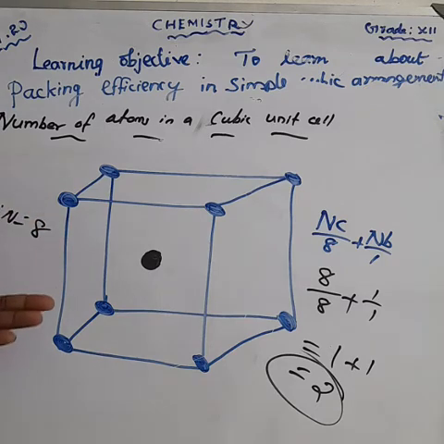What about the simple cubic? The number of atoms in an SC unit cell, that is a simple cubic unit cell, is equal to 1. The number of atoms in a BCC, body-centered cubic unit cell, is equal to 2. Don't forget that. Next, the face-centered.